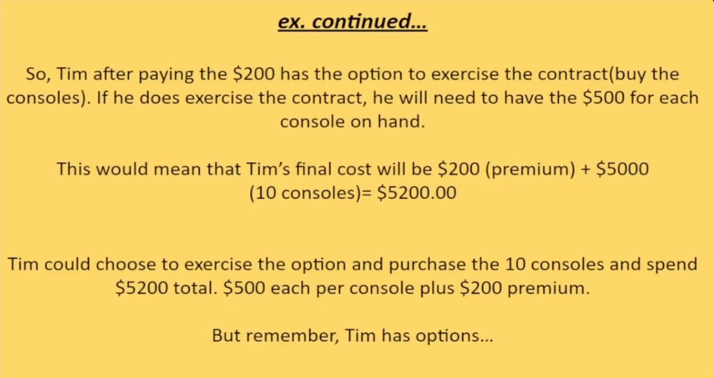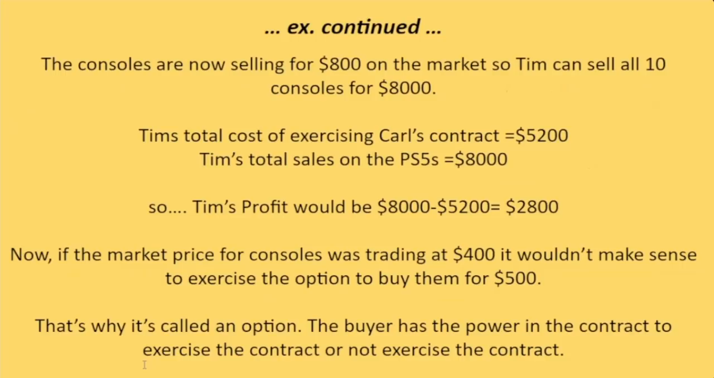Tim could choose to exercise the option and purchase the 10 consoles and spend the $5,200 total at $500 each and also the $200. But remember, this is an options contract. Tim has the option to not exercise if he wants to. So let's see an example of what could be different in the world that would change Tim's idea. Now, out of the blue, that $500 console is actually selling for $800 on the market. And Tim already has a contract in with Carl to get those consoles at $500.